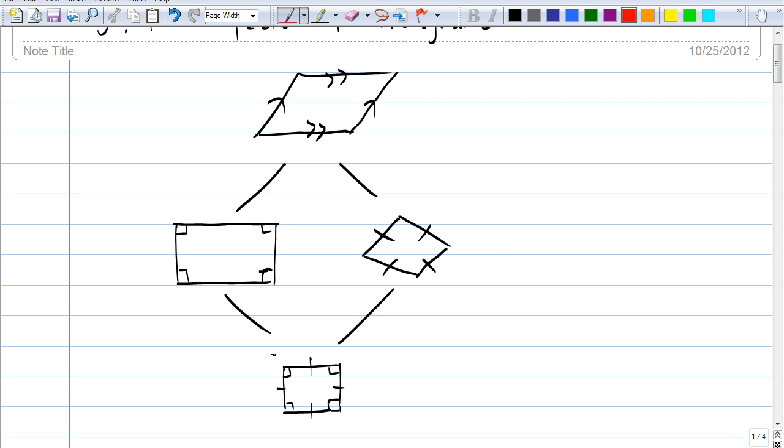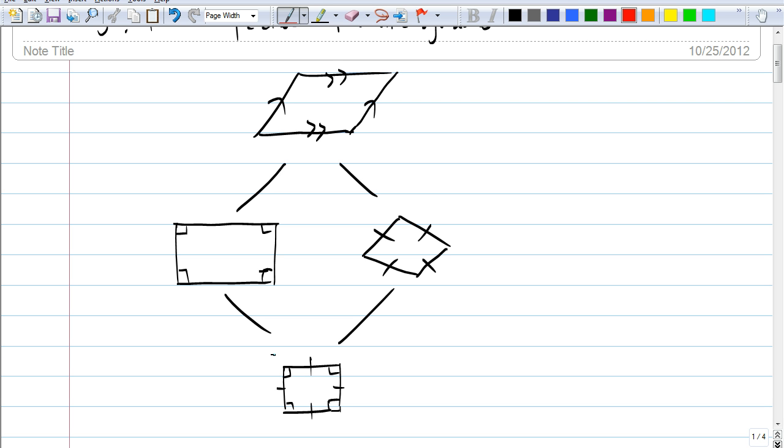Because it has that characteristic. All you need is all angles to be 90, correct? What about, is square a rhombus? Yes, right? Because in order to be a rhombus, you need all four sides to be congruent. Again, all these are parallelograms. So keep that in mind.